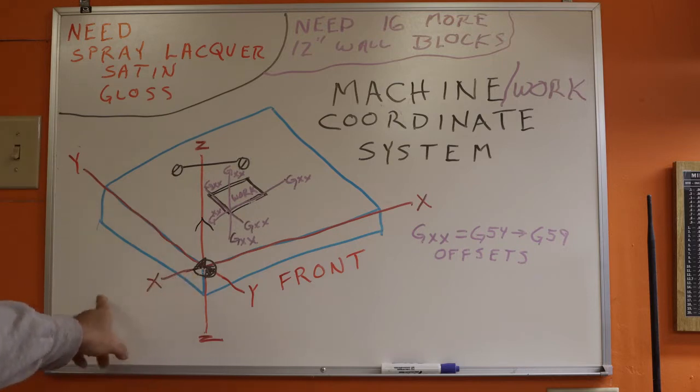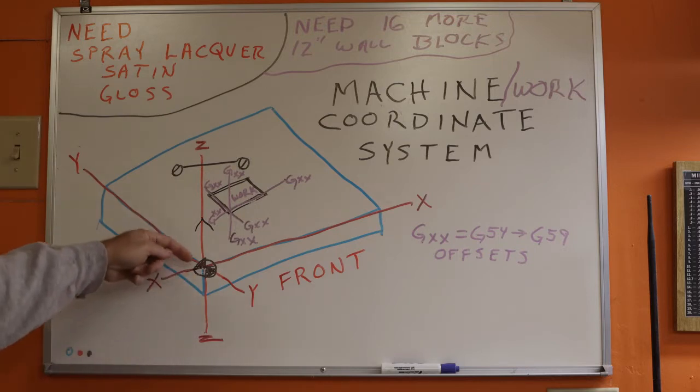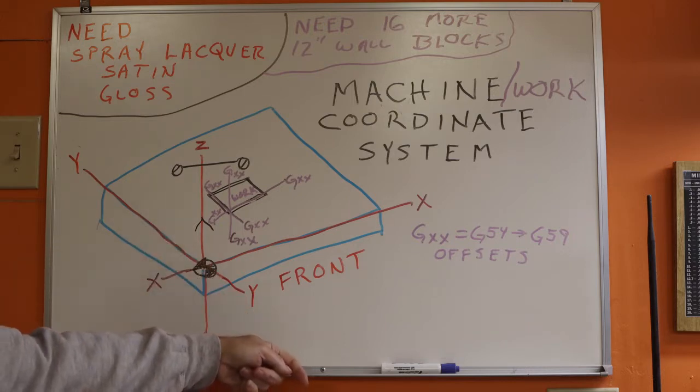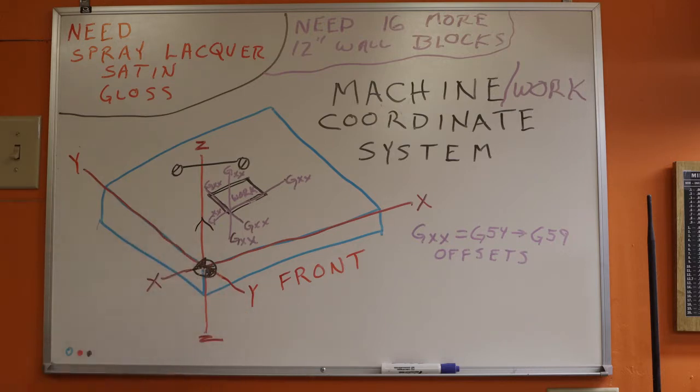It can't go X minus anymore, it's as far as it can go, and it can't go Y this way anymore because it's as far as it can go. It's up against the limit switches. So let's take a look at what we mean by offsets when we talk about G54, G55, and so on for the work coordinate system, and we'll look at what that actually means.